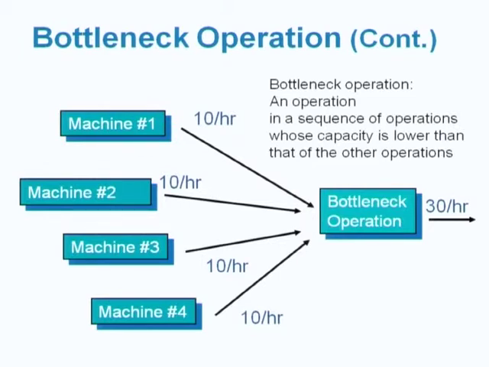When you go to the next sequential operation, at this operation they can handle only 30 units per hour. It means at this workstation they have the bottleneck operation. The total input is equal to 40 units per hour, but the output they can handle is only 30 units per hour. It means this system has the bottleneck operation.